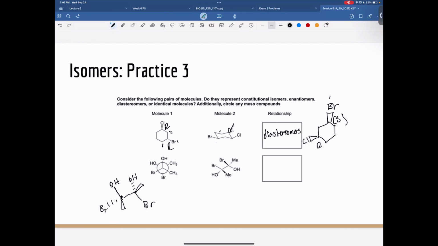The way I would do this is assign R/S for each of the stereocenters and then compare them. So for this first one, we have Br as 1. We have that OH group as 2. This would be 3, and the methyl would be 4. Assigning R or S to that, it would give us R, and then we flip it because the lowest priority group is on that wedge. So that becomes S.